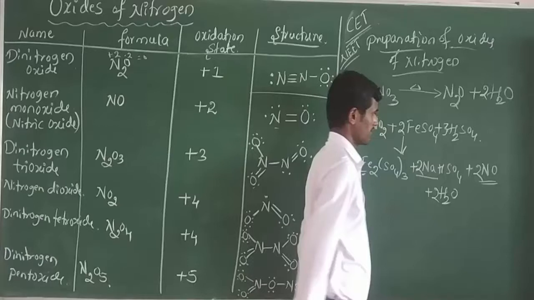Next, fourth one. Which one is the fourth one? Okay, nitrogen dioxide. Yes, this one is a different reaction. When lead nitrate, Pb(NO3)2, undergoes decomposition, at that time we get the products like PbO plus NO2 plus O2. Balance this.